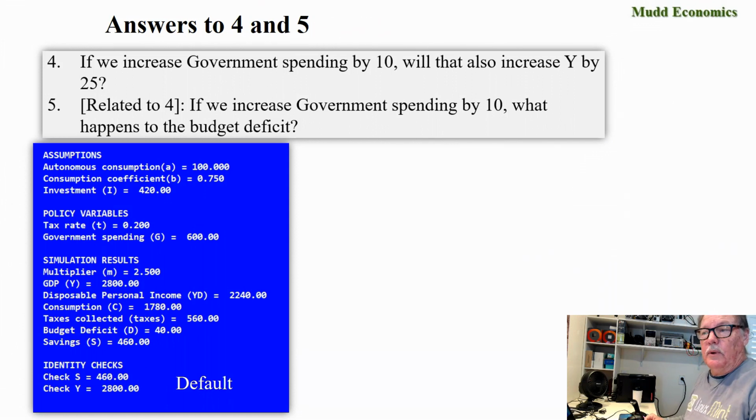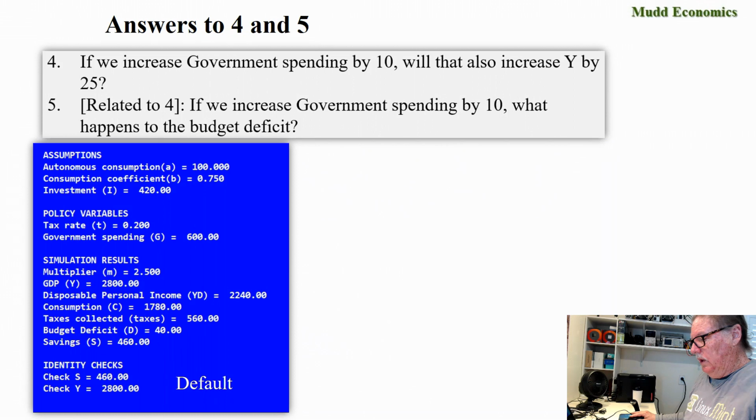So we're saying here, if we increase government spending by 10, this is government spending rather than investment, will that also increase national income by 25? And related to that, if we increase government spending by 10 rather than investment, so this is a different kind of autonomous spending, this is policy autonomous spending, what happens to the budget deficit? So we make sure we roll our program back to the default again, and that's the standard default we've been using all along.